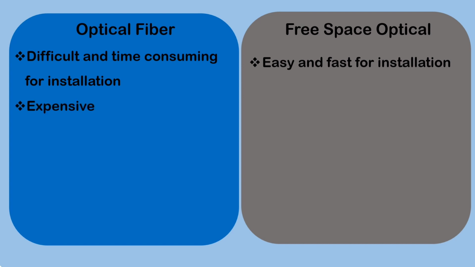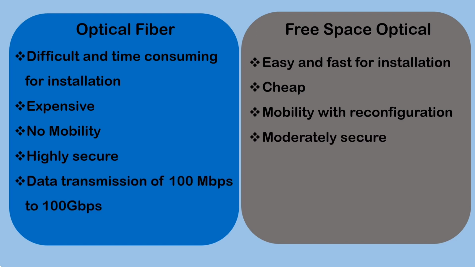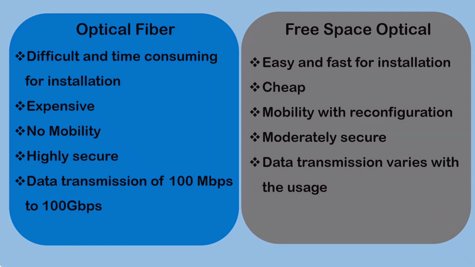The cost for the establishment of the optical fiber is expensive compared to the free space optical communication system. In terms of the fiber optical communication system, it is immobile after it has been once installed, whereas the FSO communication system is mobile with reconfiguration. Data transferred through the optical fiber is more secure compared to the FSO. The data transmission in the optical fiber is 100 Mbps to 100 Gbps, whereas the transmission in the FSO varies based on the application.